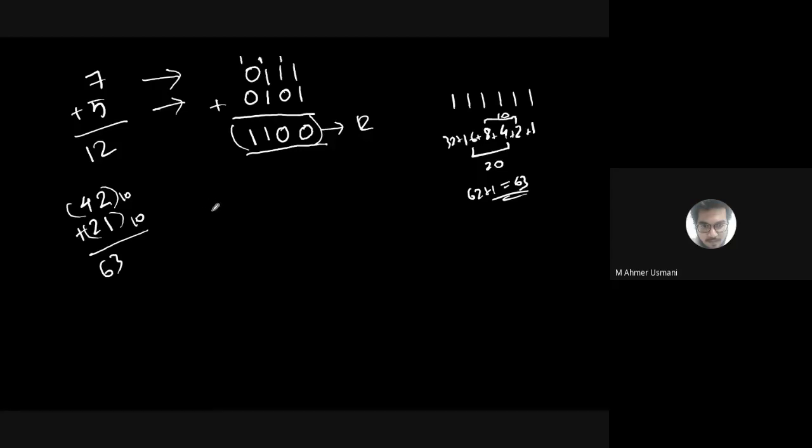Okay. Another random number. We'll do it for hexadecimal. A5 plus 72. These are all hexadecimal numbers. Try to get its answer.